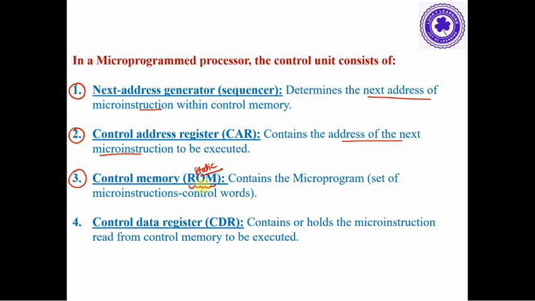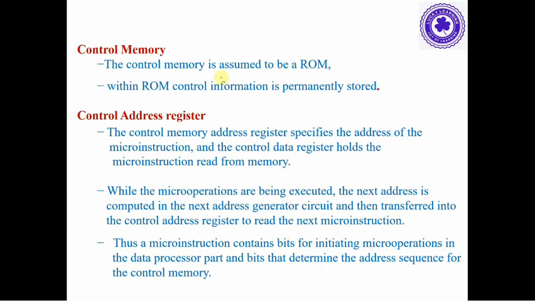It is reading and executing. It contains the microprogram. The control data register holds the micro instruction read from the control memory that is to be executed. Now look at control memory, which is assumed to be a ROM, and in the ROM the control information is permanently stored.